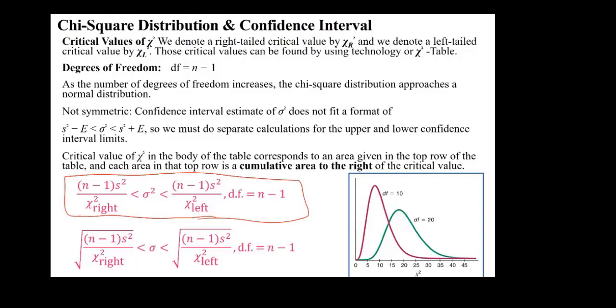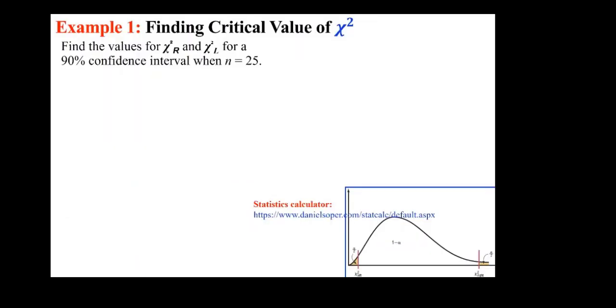And for sigma, we don't have to worry about that. All we have to do is take the root, and we come up with the answer. So that's the idea. Let's look at a few examples. We want to find the values for chi-squared of the right and left when we are dealing with a 90% confidence interval. We want to see what we come up with.